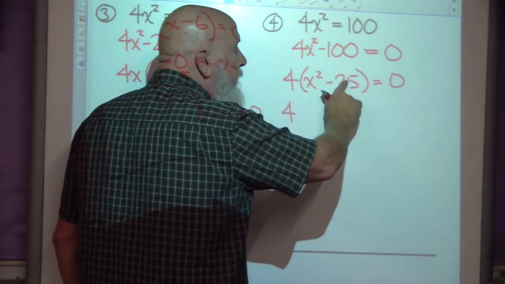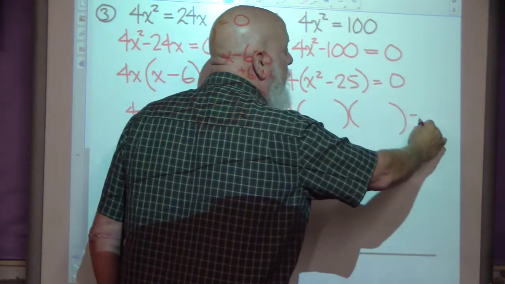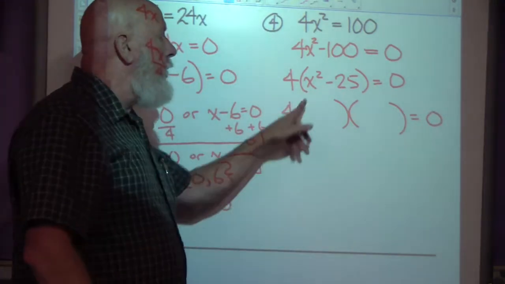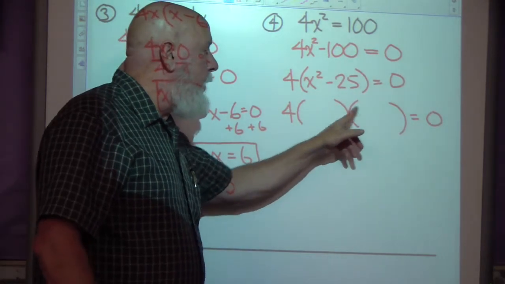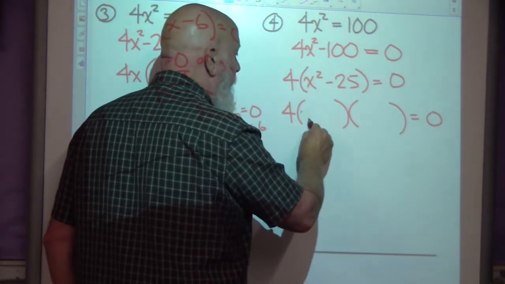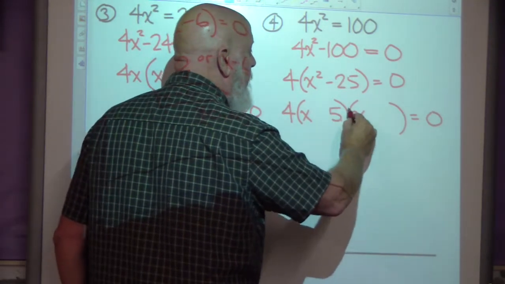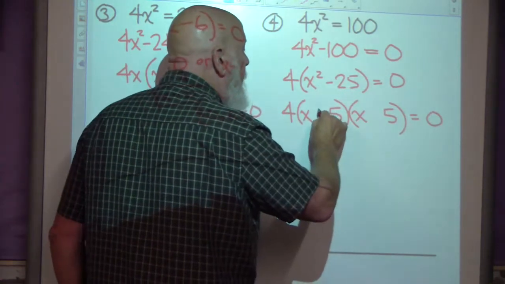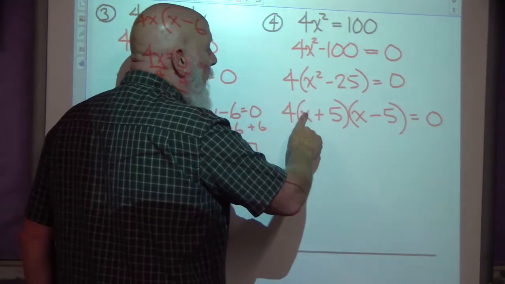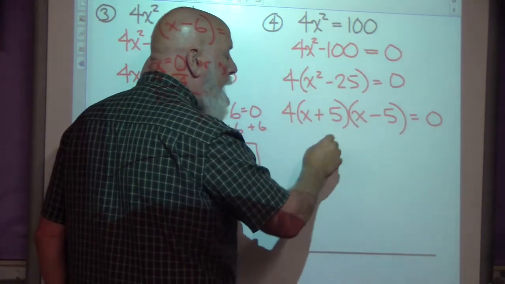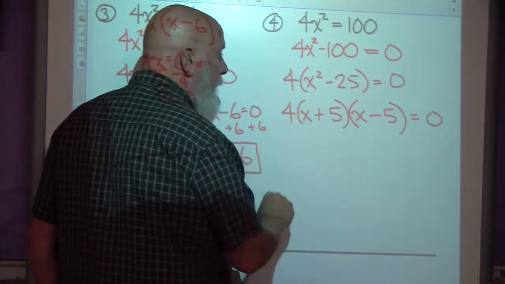This is x squared minus 5 squared. So I open up 2 sets of parentheses. Take the square root of x squared, put it here and here. Take the square root of 25, which is 5, and put it here and here. That's the pattern. Square root of x squared is x. Square root of 25 is 5. Make one positive, one negative, and it's factored correctly. If I were to FOIL this, my middle terms, my x terms, the linear terms would cancel each other out, leaving me with x squared minus 25.